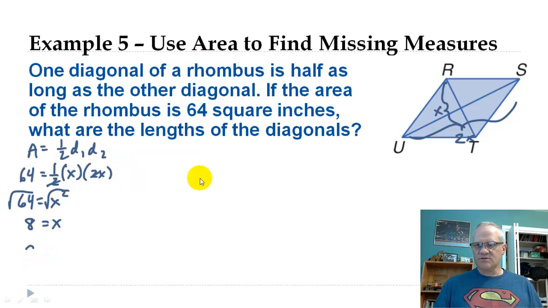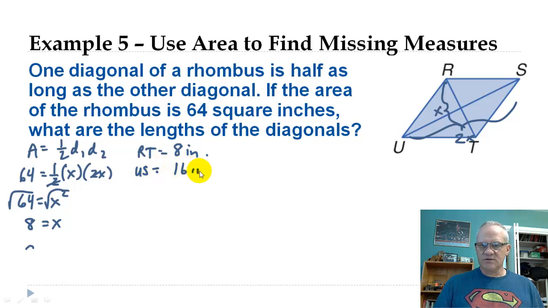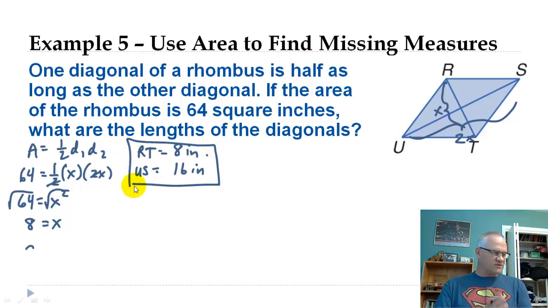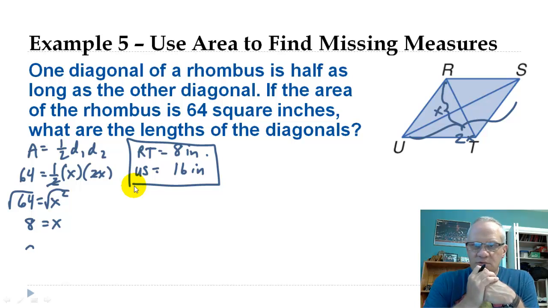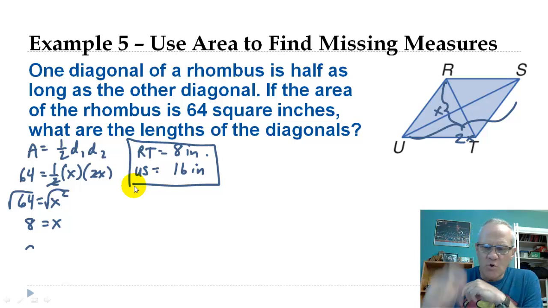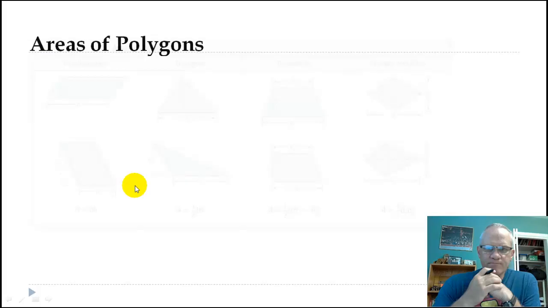And so that means, and X, remember, was our diagonal RT. So RT will be 8 inches, and then the other diagonal will be twice that long, so US will be 16 inches. Cool, right? Okay, excellent. Good. Any questions on that? All right, one more thing before I go.